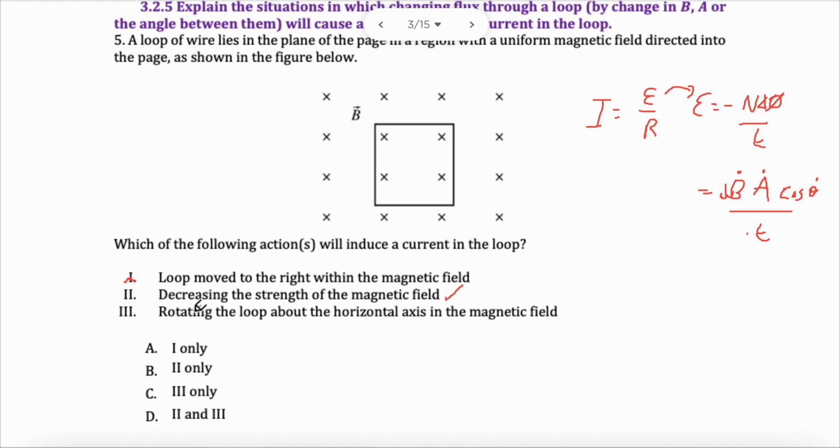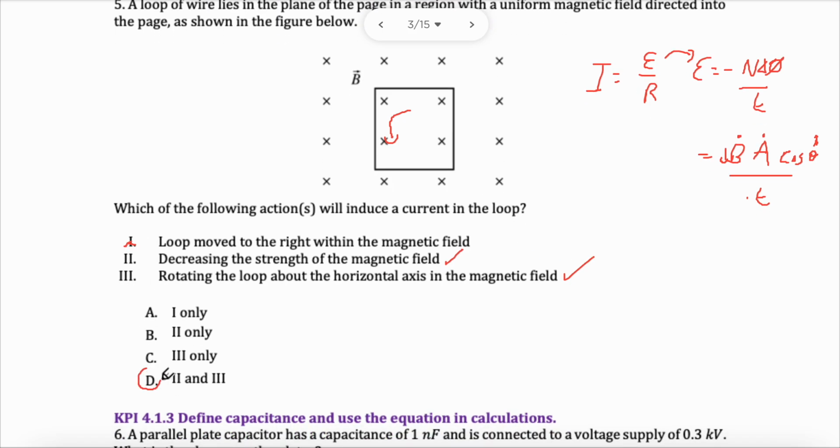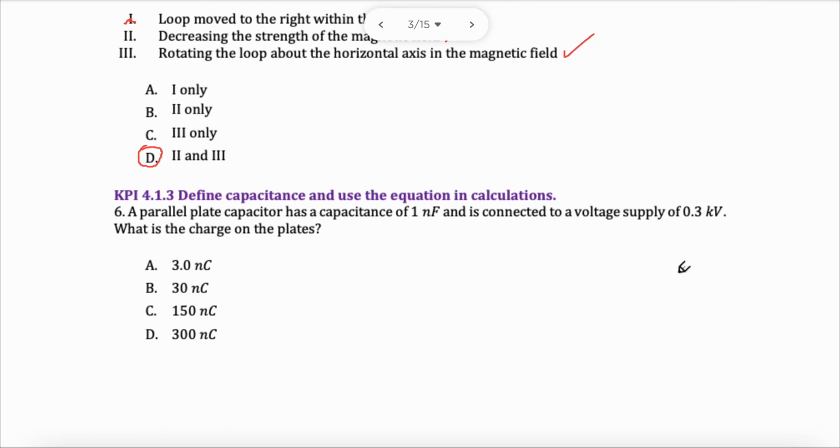This is good. Rotating the loop about a horizontal axis basically means I'm flattening it. It's coming out towards me or going in away from me. I am basically just changing my area. I rotate the loop, I change my angle. Yes, I will induce an EMF. So the angle will change. So 2 and 3 are the better answers. I will pick D. Very nice.